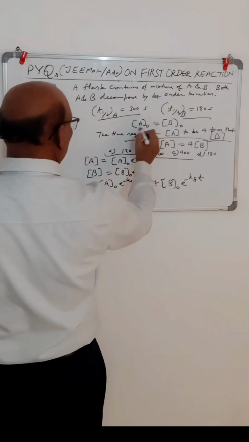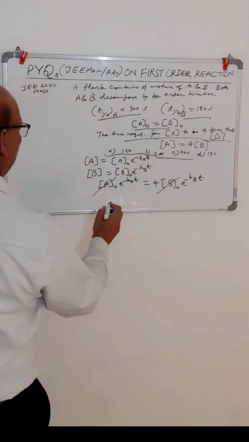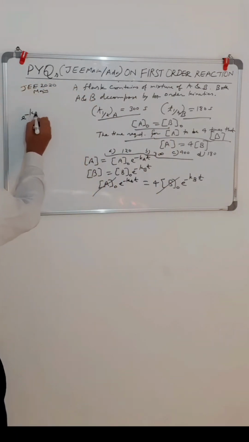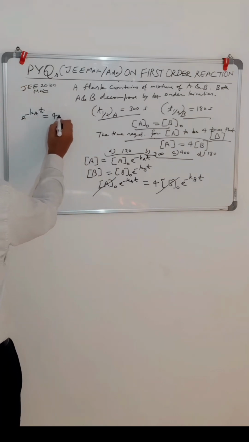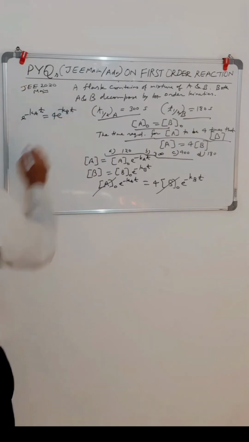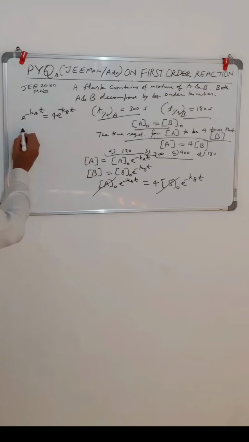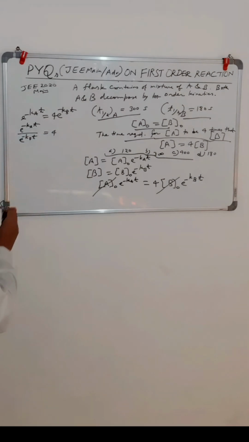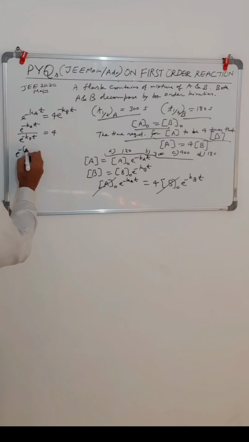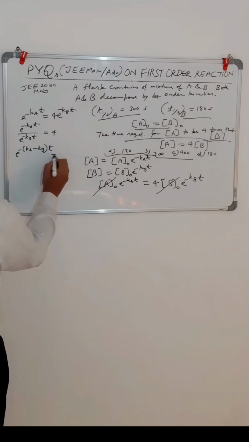Now it is given that A naught equal to B naught, so this will cancel out. So we will get e raised to the power minus KT equal to 4 times e raised to the power minus KBT. We have to find the value of time by solving this. We divide the equation, so we get e raised to the power minus KAT upon e raised to the power minus KBT equal to 4. This we can write as e raised to the power KA minus KB, into T, equal to 4.